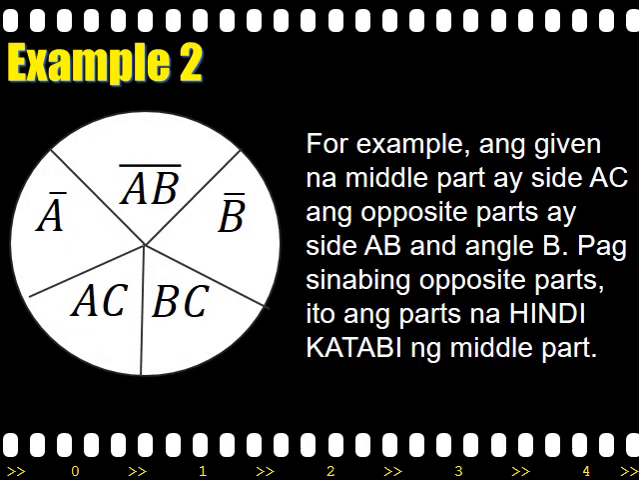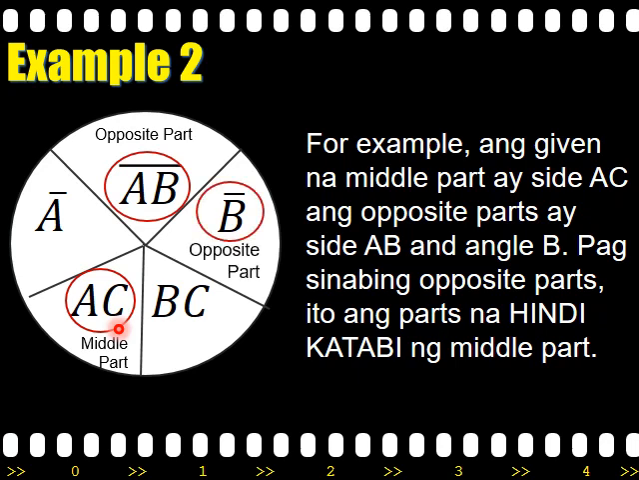So, let's look at another example. For example, the given middle part is side AC. This is your middle part. Our opposite parts are the two parts that are not adjacent to AC. Which are not adjacent? Those are AB and B. So they are the opposite parts.